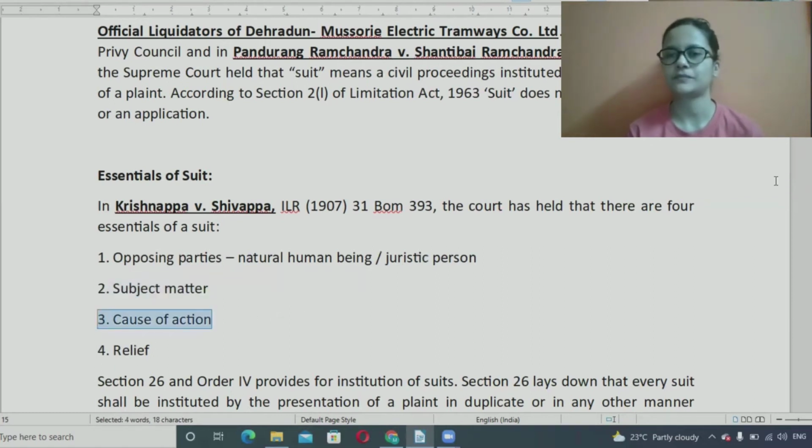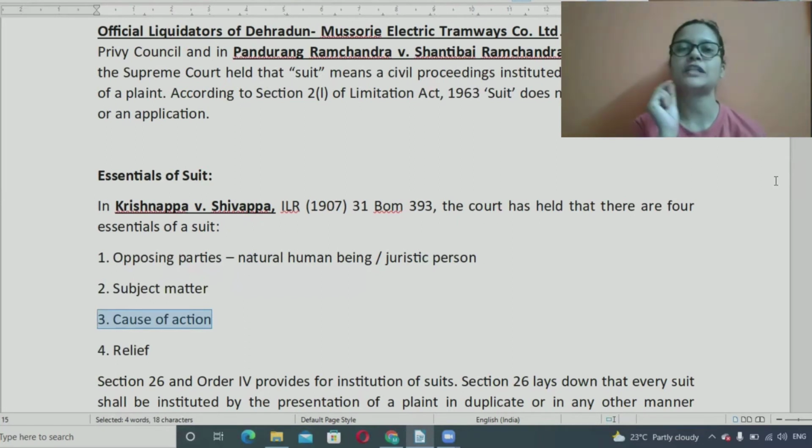Third is cause of action. Cause of action means the main reason why I'm approaching the court. I cannot randomly approach the court and file a case. There has to be some cause of action. So what may be a cause of action? If there is a contract between you and me, and I violated the contract, I said I'm not going to perform the contract, that breach of contract, that I said I'm not going to perform it, will be the cause of action. That is the main reason from where you got your right to approach the court.